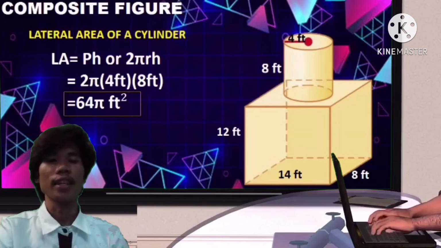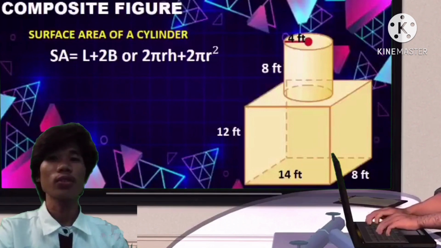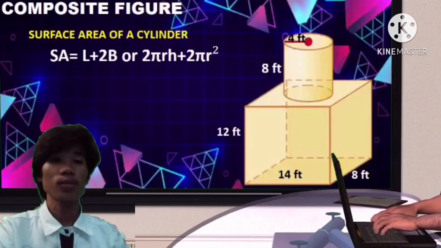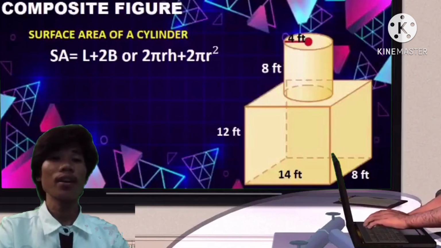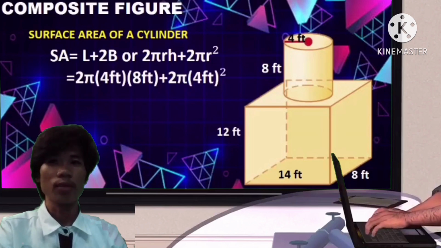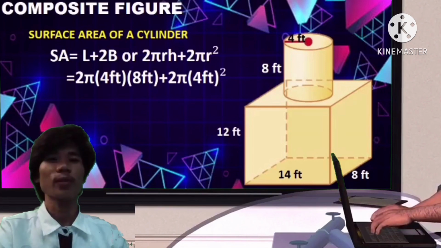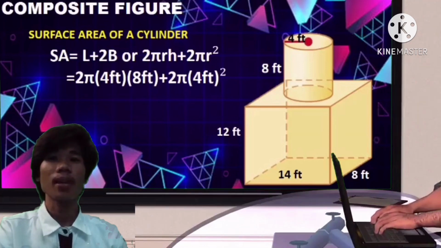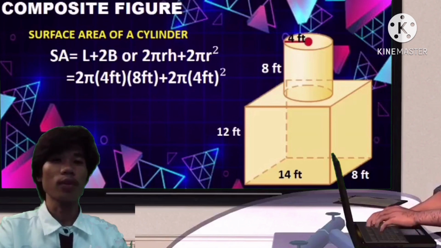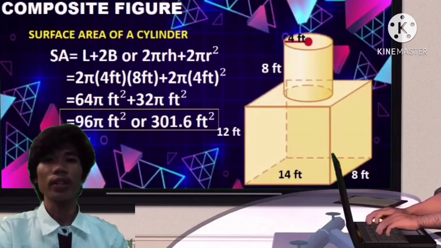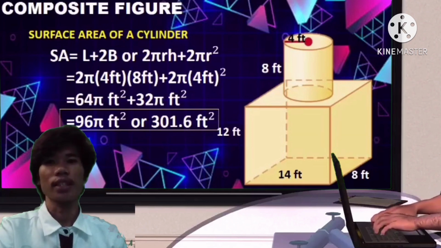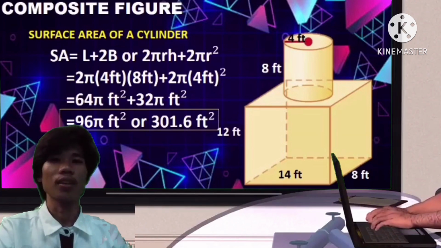Next is the surface area, and the formula we will use is S equals L plus 2B, or S equals 2 pi rh plus 2 pi r squared. So we have S equals 2 pi times 4 times 8 plus 2 pi times 4 squared. We get 64 pi plus 32 pi equals 96 pi, or equals 301.6 feet squared. That's the surface area of the cylinder.